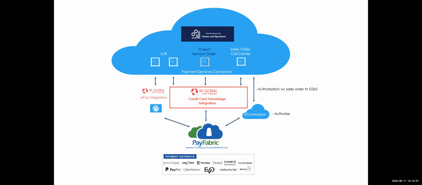We did that because we have many customers that all use different payment processors and gateways. This way we don't force you to choose a certain gateway, as long as it's supported by PayFabric, and you can see a list of them there. Then we can help you automate and secure your credit card transactions and still be built into AX and D365.